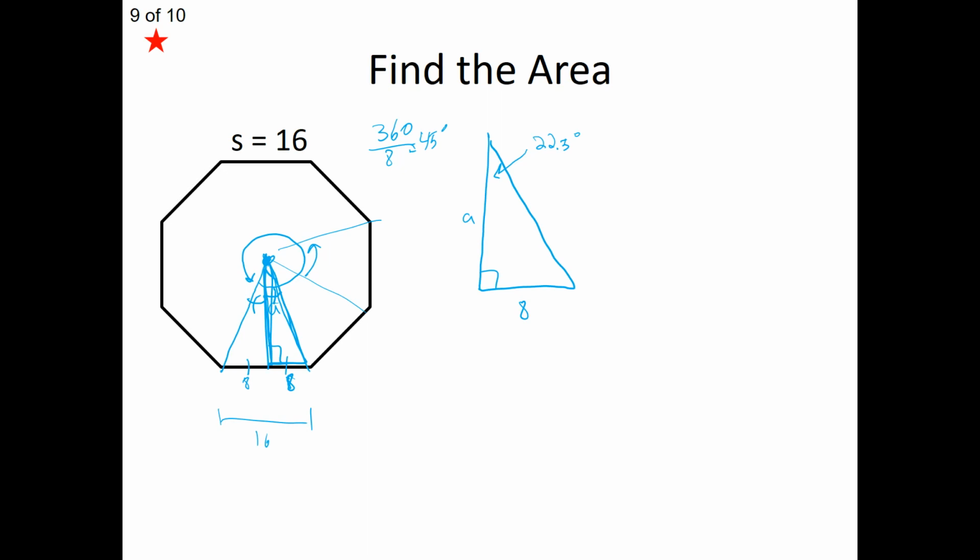So now think about what we have. For 22.5 degrees, the opposite side is our side, 8. The adjacent side is our apothem. We have to use trigonometry here, so we're going to be using tangent. So tangent of our angle is equal to the opposite over the adjacent. Let's plug in what we know. Tangent of our angle, which is 22.5, is equal to 8 over the apothem A.